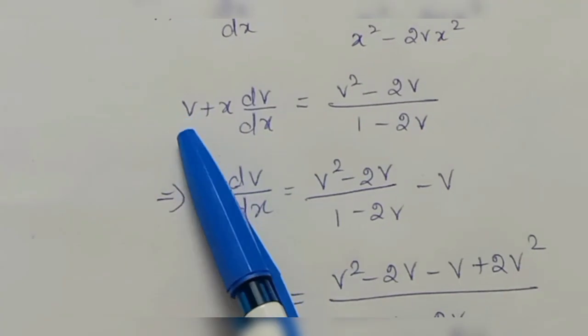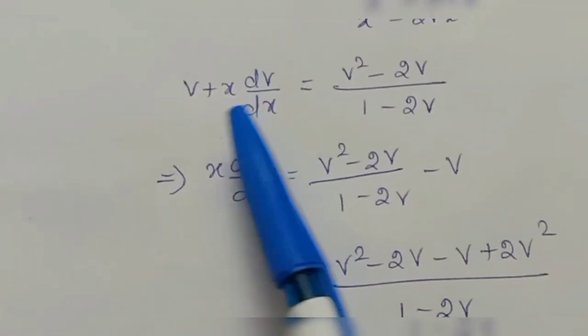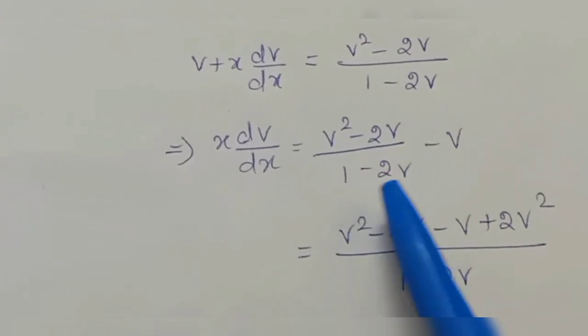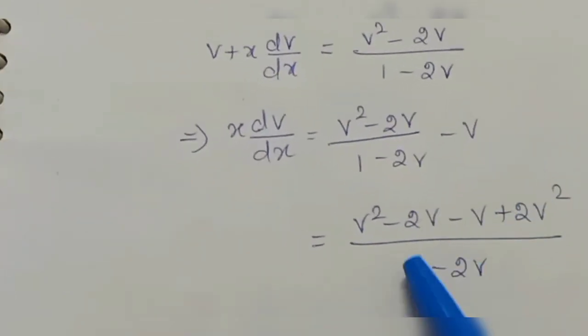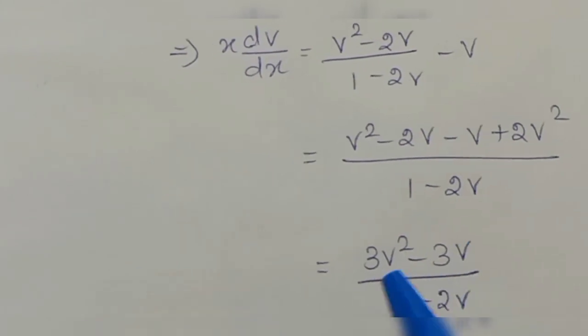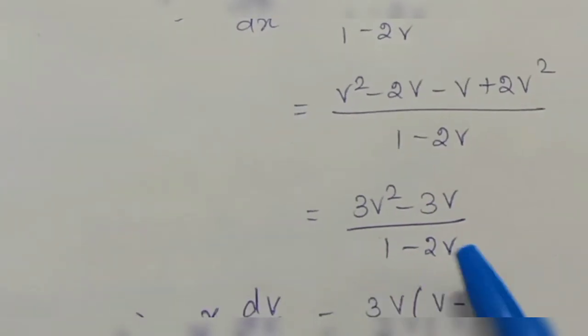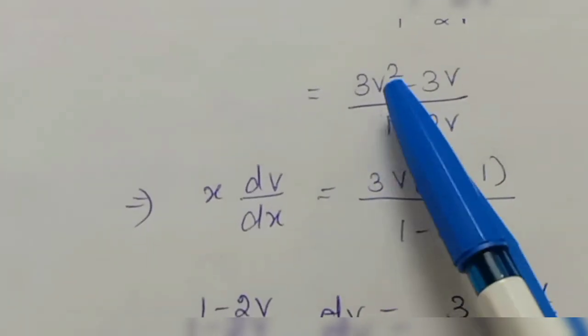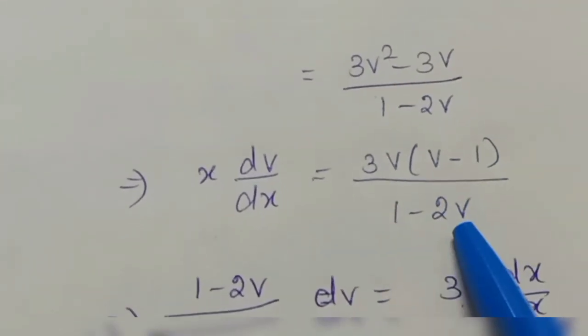Right. Now in the left hand side we have v plus x into dv by dx. Now bring this v to the right hand side. So it will be v square minus 2v by 1 minus 2v, minus v. So after simplification we are getting it as 3v square minus 3v by 1 minus 2v. Otherwise x dv by dx is equal to 3 into v minus 1 by 1 minus 2v.